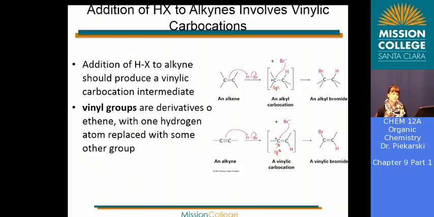You're also going to hear me refer to vinylic or vinyl groups, and vinyl groups are derivatives or similar compounds of ethene, in which one hydrogen is replaced with some other group. And so when I say a vinylic carbocation, I'm saying that the carbocation is on the double bond, okay, at least one side of the double bond. Okay, so another vocabulary word for you to learn, vinylic or vinyl.